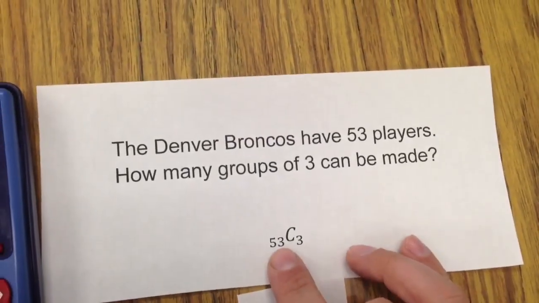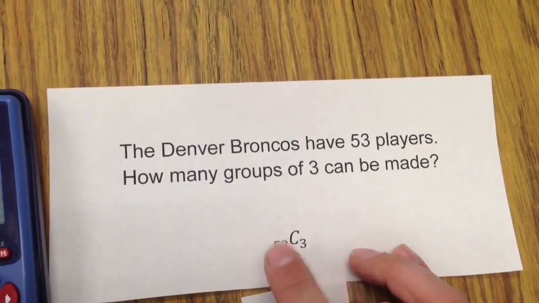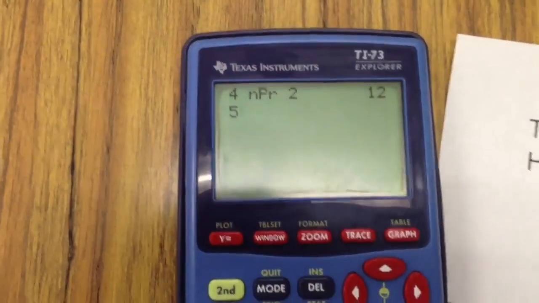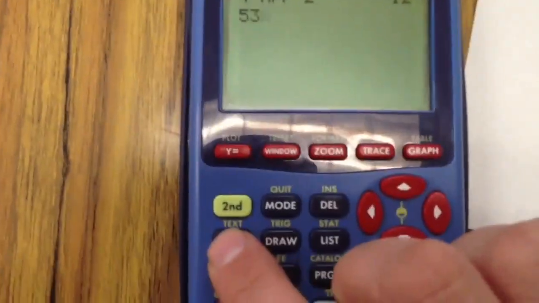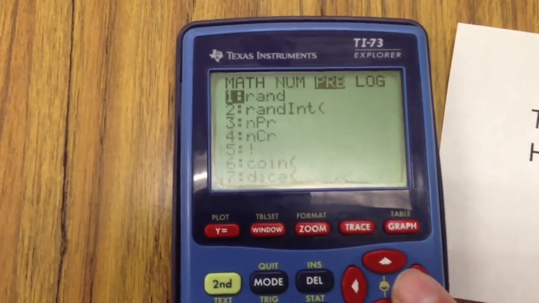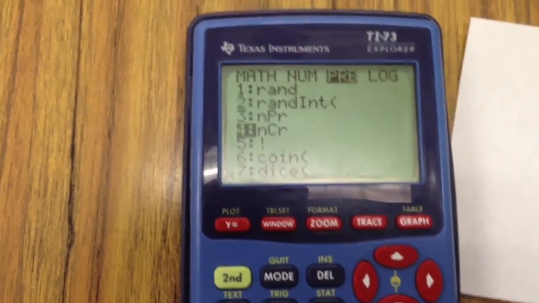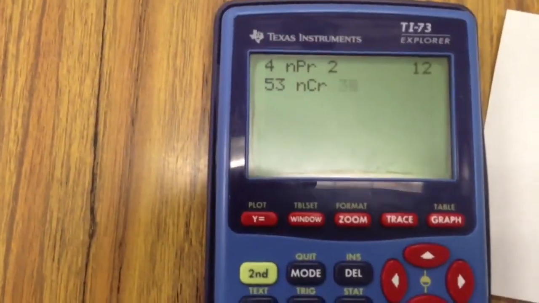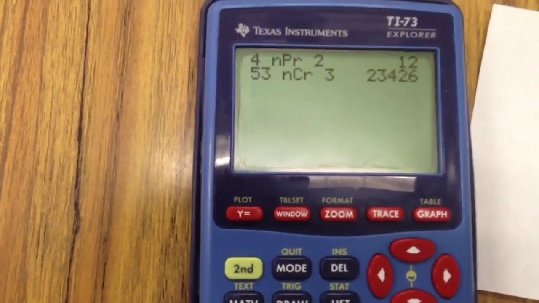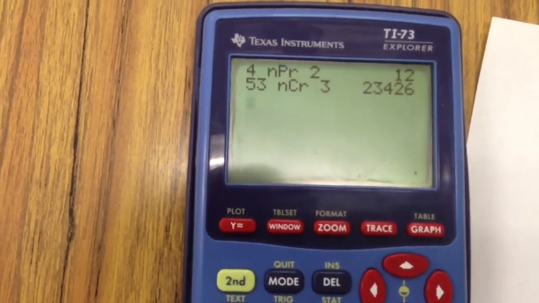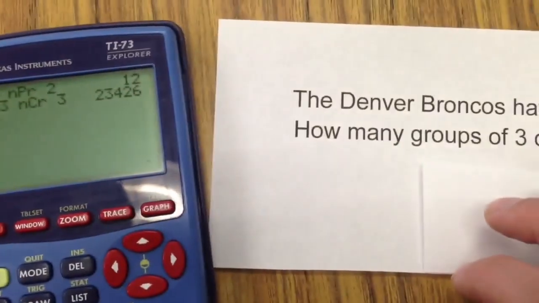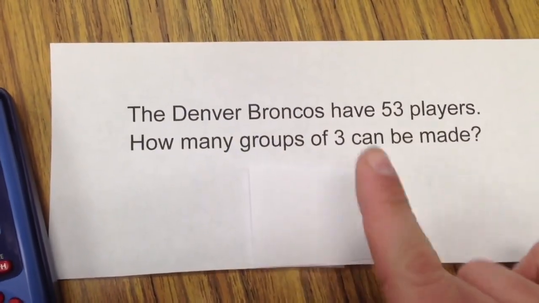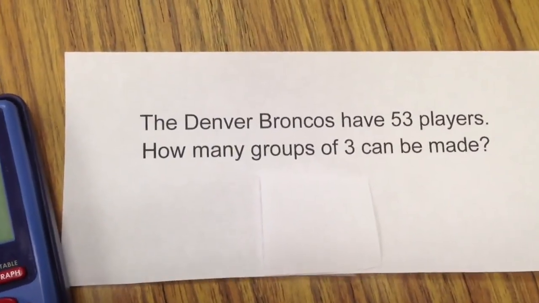53 total players taking 3 at a time. So we're going to solve this the same exact way. We're going to type in 53, go back to math, hit math, go to probability again, go to nCr, hit enter. Now we're taking 3 at a time, hit 3, hit enter, and it looks like our answer is 23,426. There's 23,426 ways that I can make a group of 3 if given 53 players.